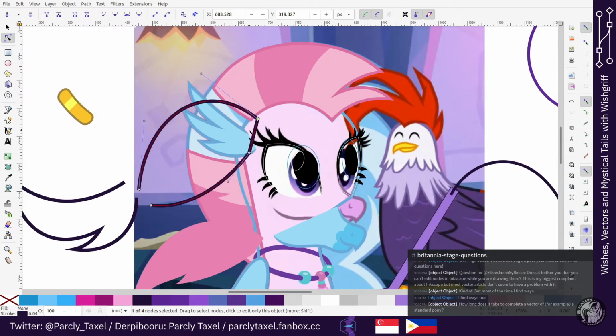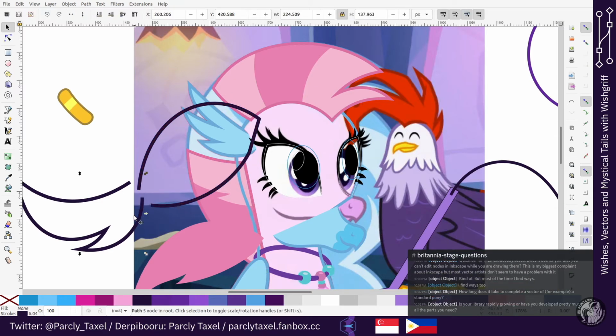Actually, the real reason why I modified Wishgriff's hair to be less like Silverstream is that she looks more like Shantae.